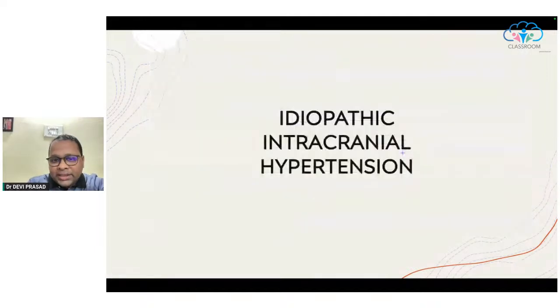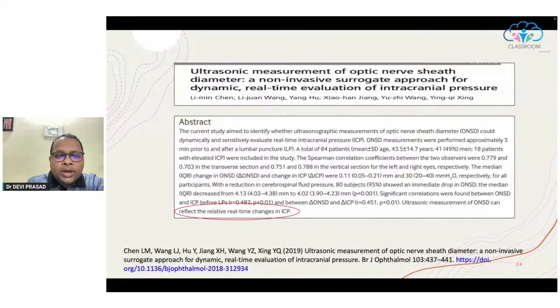Next, coming to idiopathic intracranial hypertension. Now, idiopathic intracranial hypertension, also known as the primary pseudotumor cerebri syndrome, refers to a disorder in which the mechanism of a raised ICP remains elusive, where there is an increase in ICP without neuroradiological abnormalities.